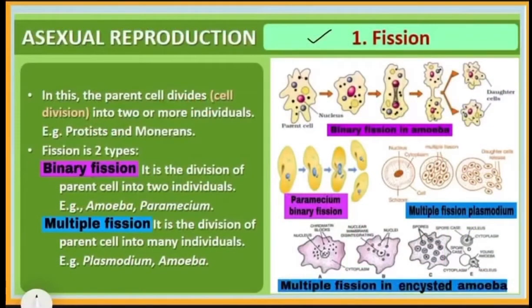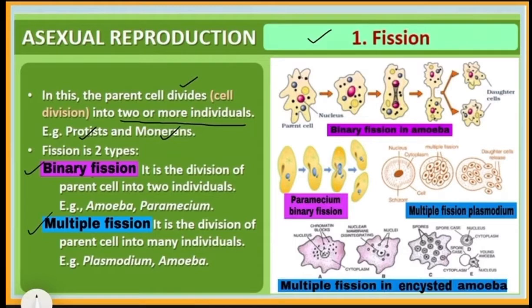Let us start with fission. In this, the parent cell divides, or you can say cell division takes place in the parent cell. As a result, 2 or more individuals are formed. Such type of reproduction is seen in protists and monerans. Fission is of 2 types: binary fission and multiple fission.